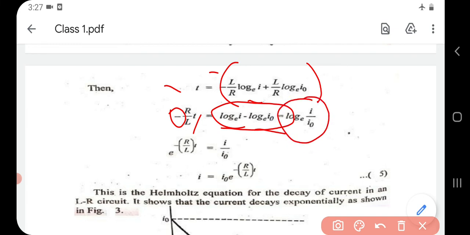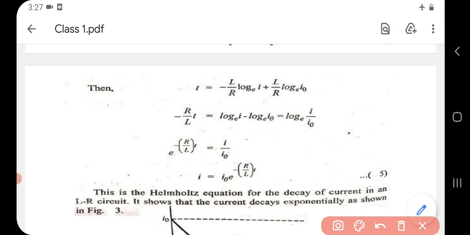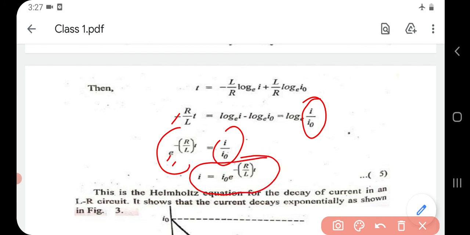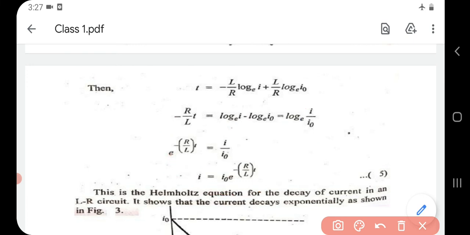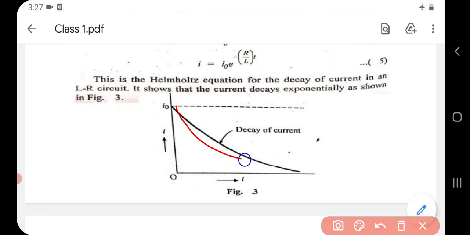So log e I minus log e I0 will be log e of I by I0. Now you remove the logarithm, so you put an e here, and the other term will be I by I0. So from that you find I equal to I0 e raised to minus R by L t. This is nothing but, as said before, the Helmholtz equation for decay of current in the LR circuit. Here the graph shows the exponential decay, with the maximum value I0 at t equal to 0.